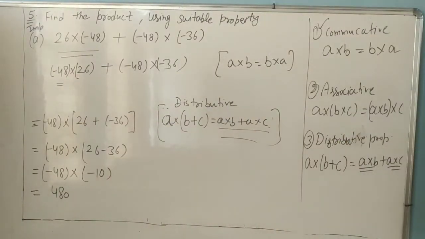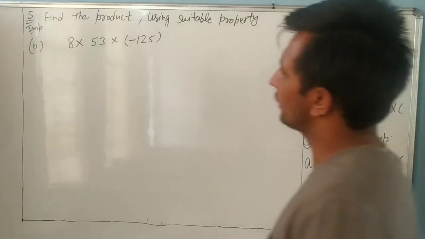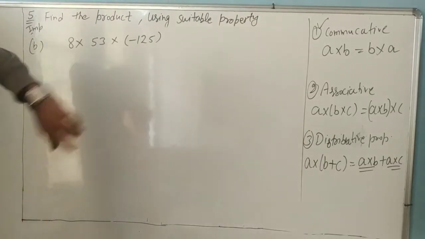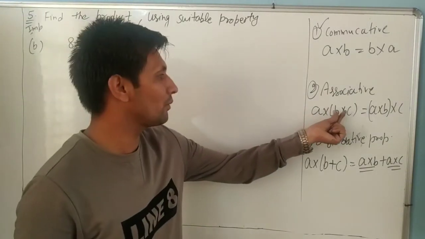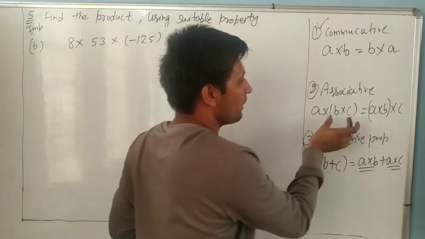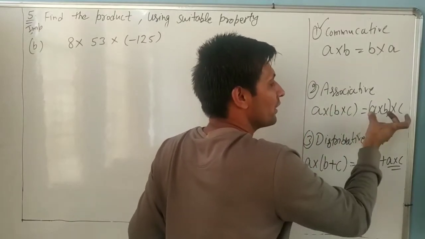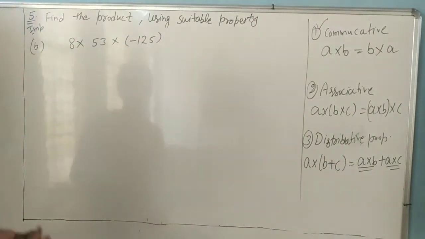Now next part. Now dear, 8 multiply 53 into minus 125. So how to multiply it? Using which property can we do it? We can use any property. Associative also. We will multiply either the last two numbers and then multiply by the first number, or multiply the first two numbers and then the last number. Okay.